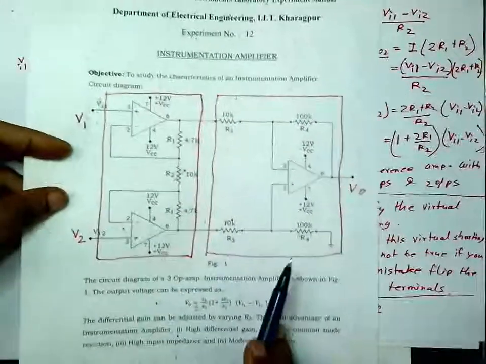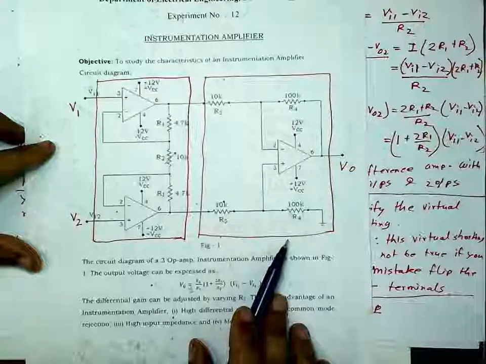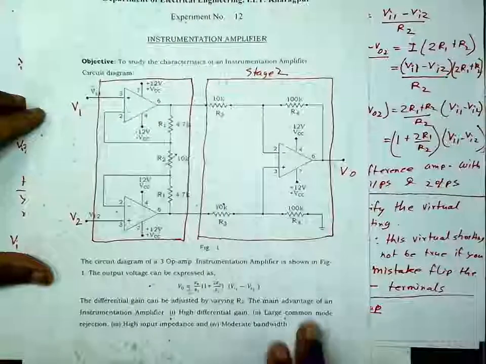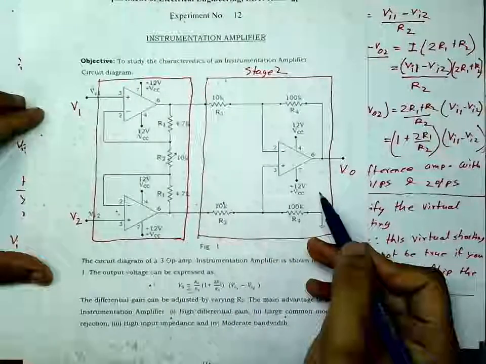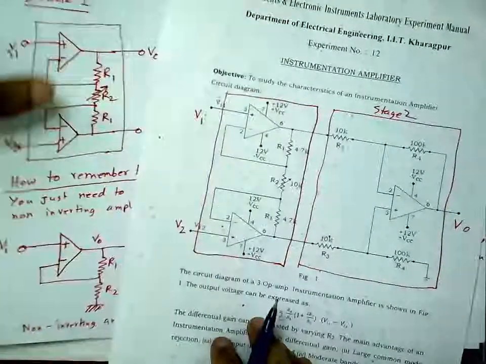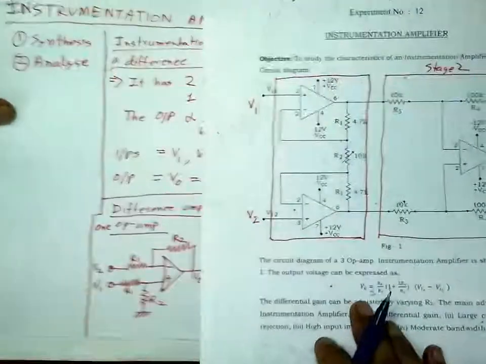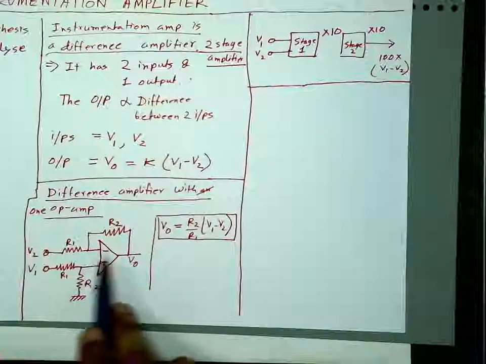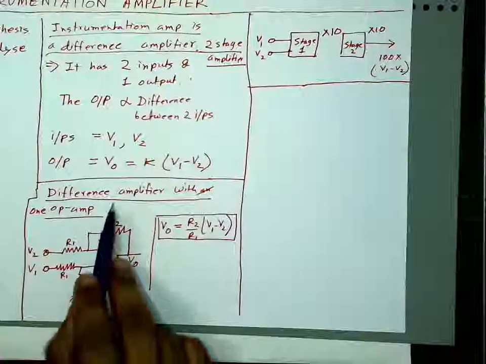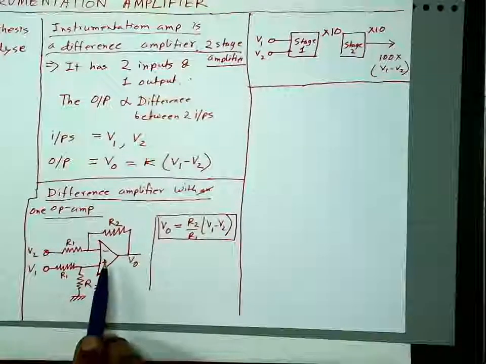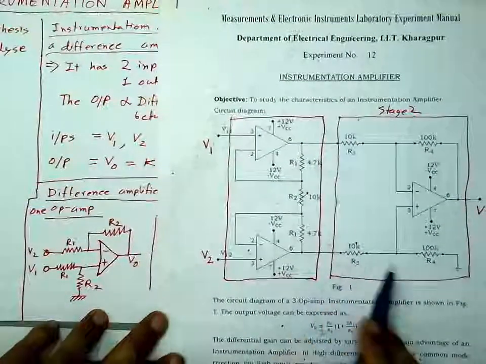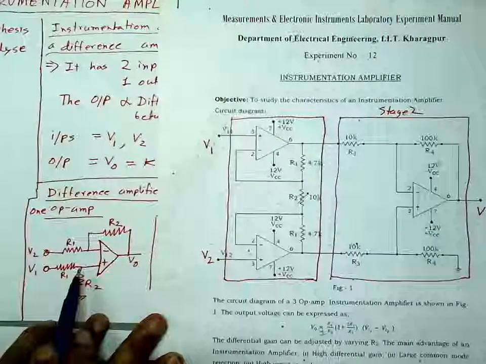Now let's talk about stage 2. Stage 2 is very simple. Stage 2 is nothing but a difference amplifier. Let me show you. We started our discussion in this video with this circuit, which is just a difference amplifier, which I have assumed that you have already studied. Now in this circuit, you see that this part is just the same as this part.